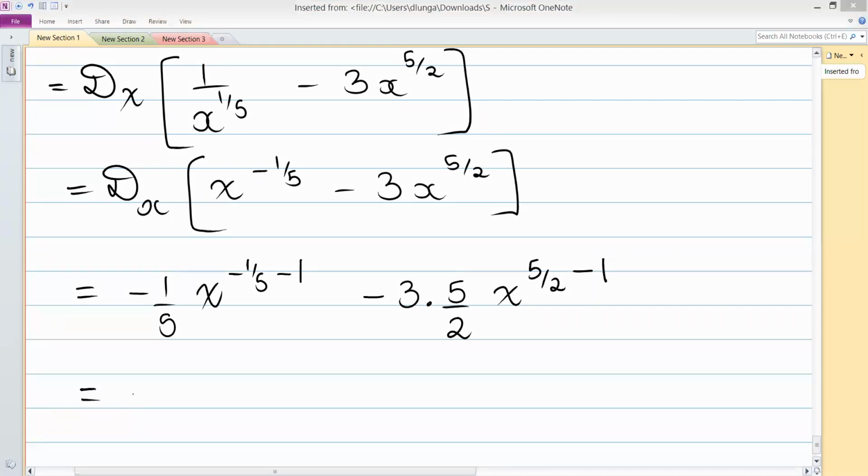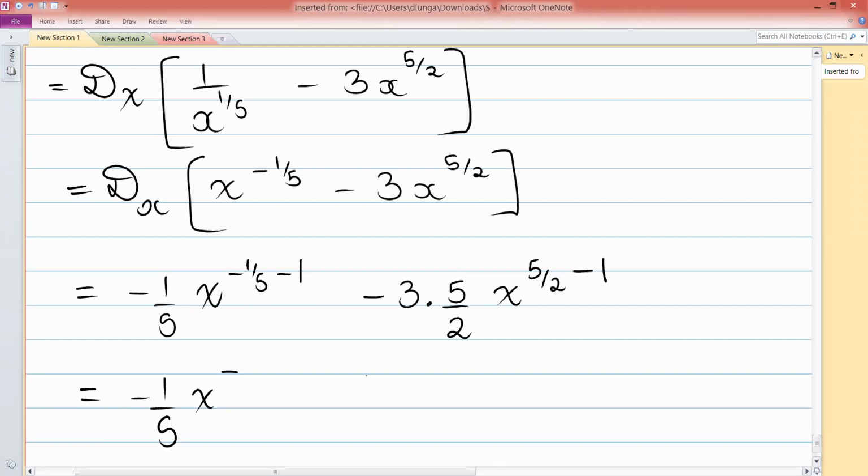Okay, so now let us deal with the exponents. So the negative 1 over 5 minus 1, you now have negative 6 over 5. Do you guys agree with that? Yes, ma'am. Then minus 3 multiplied by 5 over 2. That is now minus 15 over 2. Okay. 5 over 2 minus 1, we're left with 3 over 2.